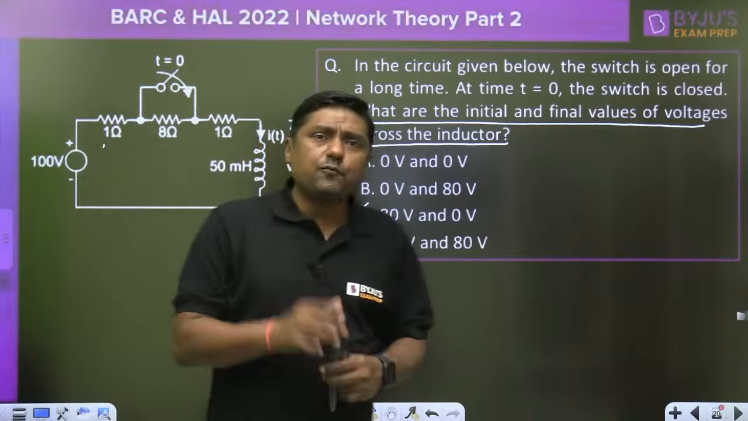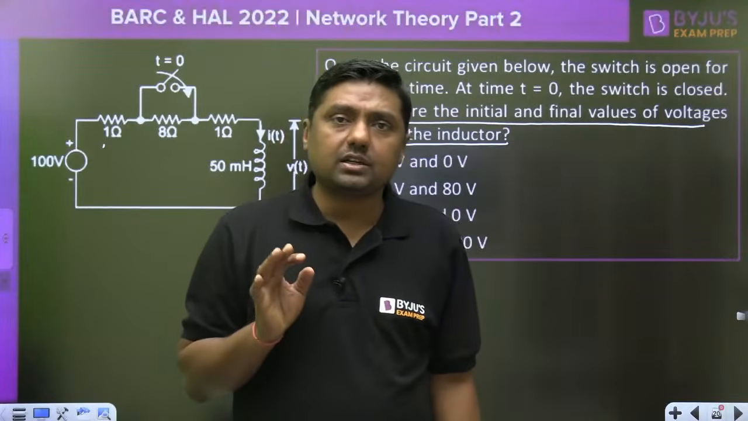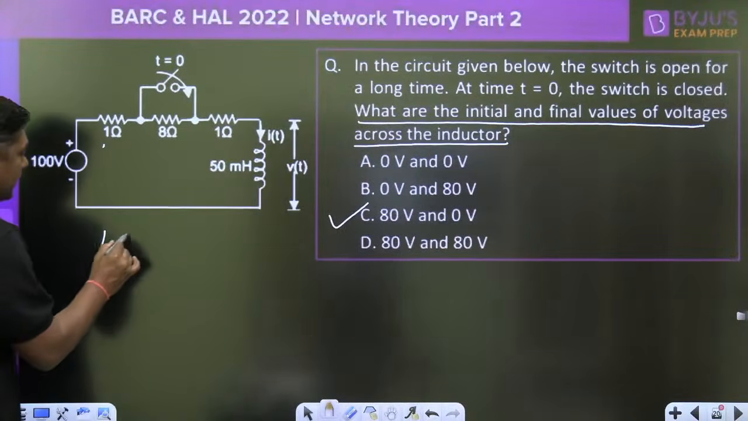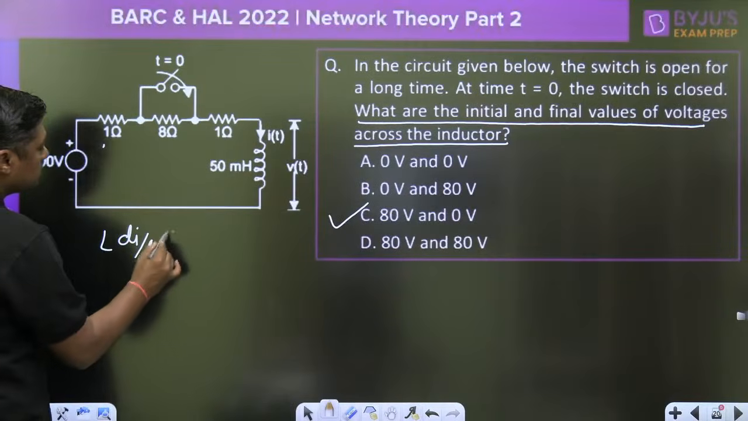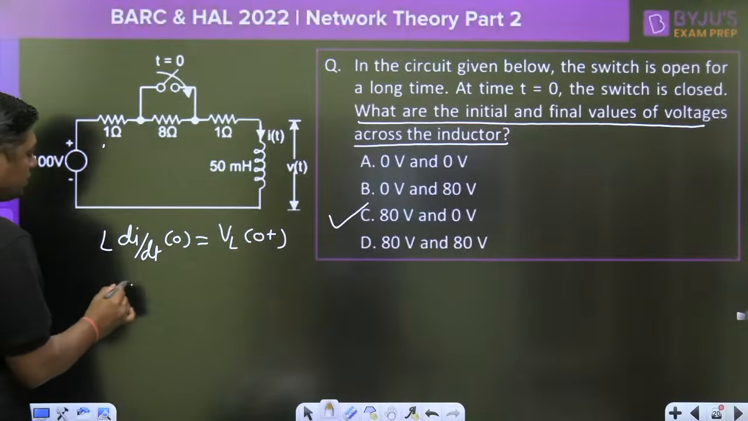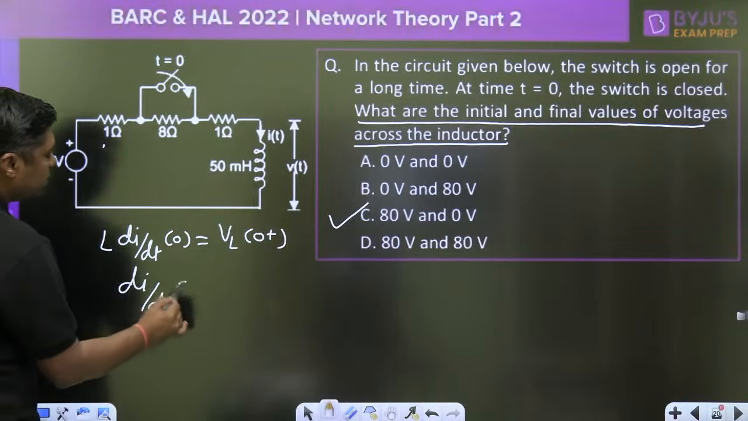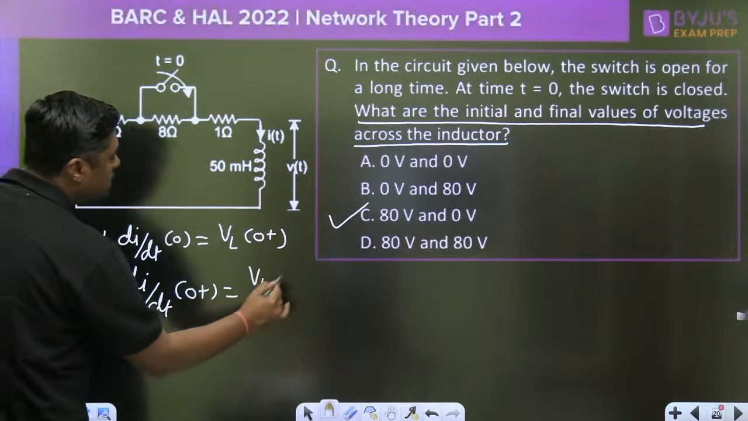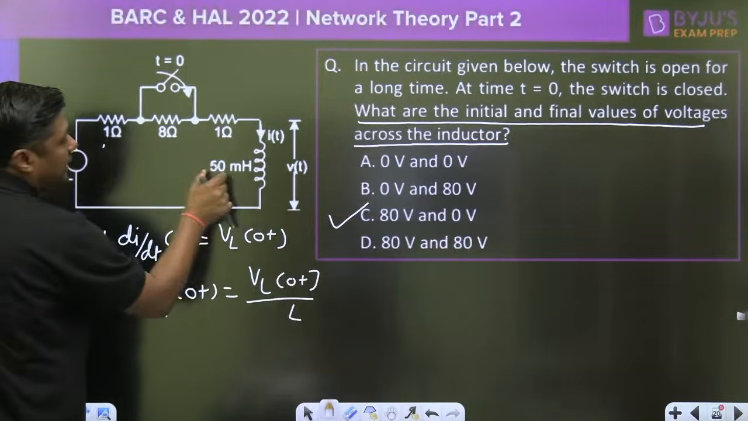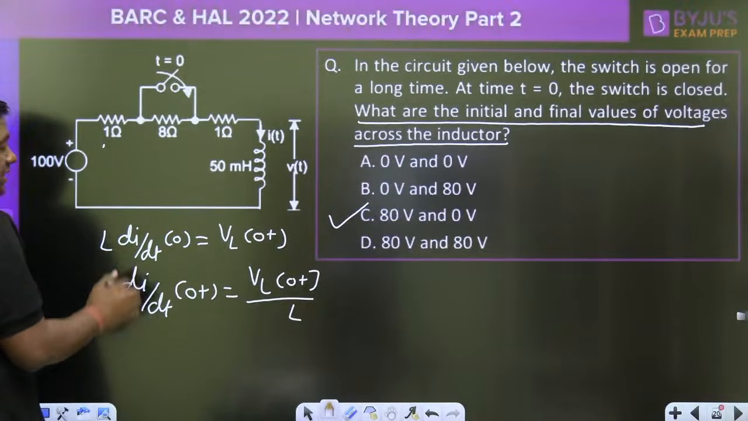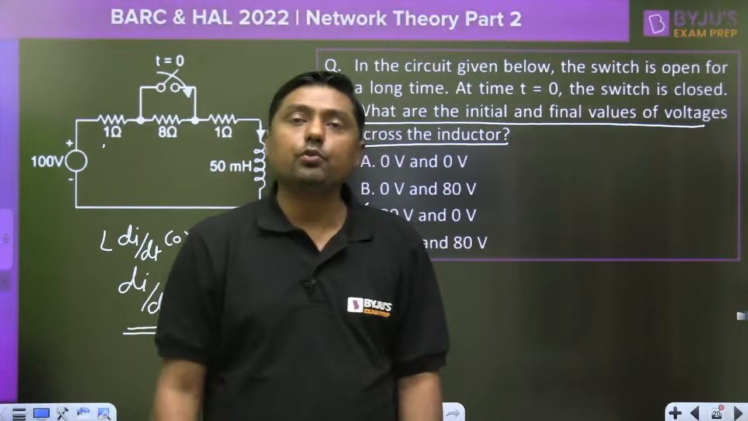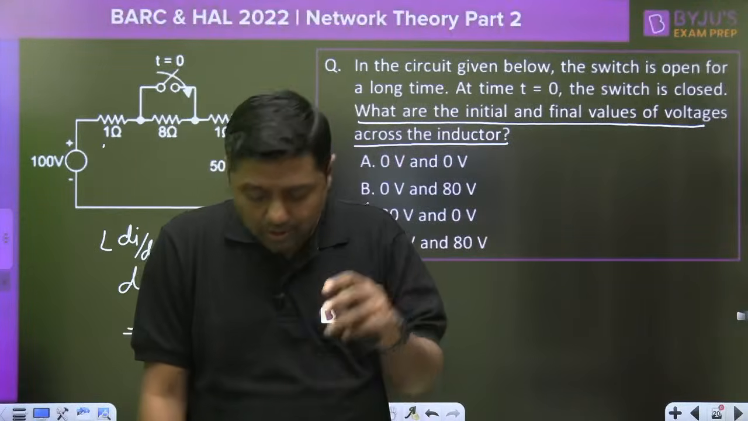Right? Always remember, if we have the initial voltage across the inductor, then you can calculate the di by dt, because L di by dt at 0 plus is nothing but VL at 0 plus. From this you can calculate the di by dt at 0 plus, which is nothing but VL at 0 plus divided by the value of the inductor. We have 80 divided by 50 millihenry, you will get the di by dt at 0 plus. That will be the objective question. Without calculator you can solve this type of questions on initial condition.